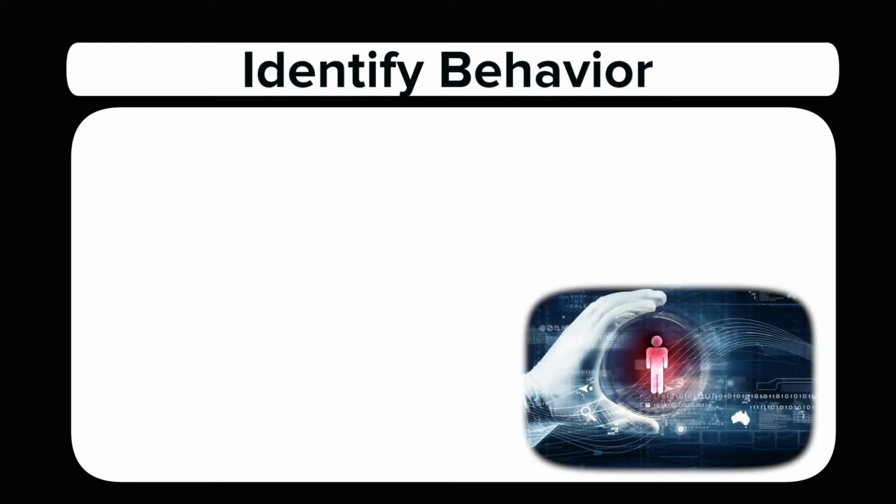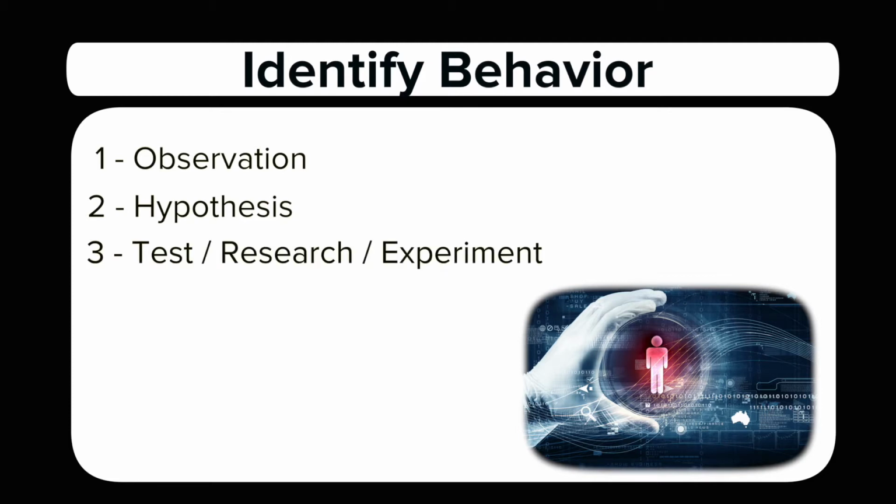Now, I go back to the scientific method here, what we learned back in high school. The first step is observation. We're going to simply observe for the first little bit. Then we're going to develop a hypothesis, a guess, on where we think they sit in the behavior matrix. Then we're going to test, research, experiment, by asking questions, by getting in a little bit deeper, and then finally we're going to come to a conclusion.